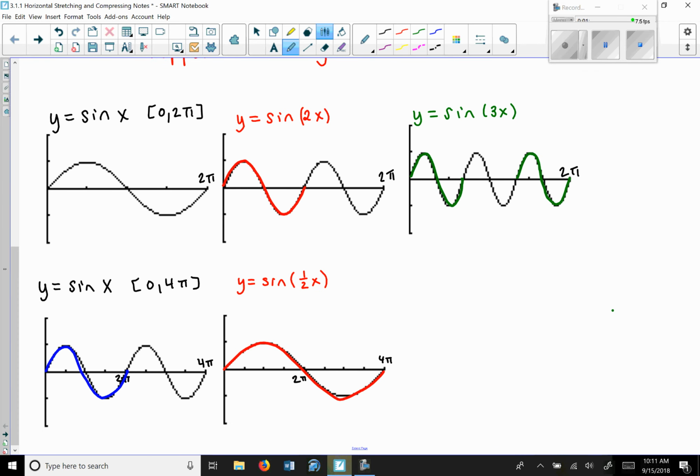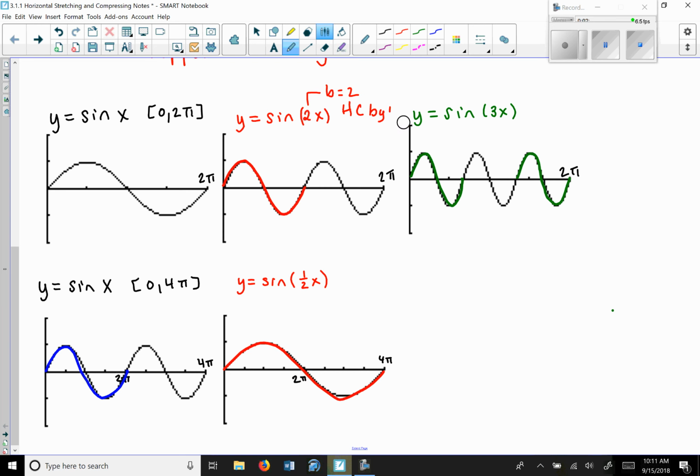Let's go back to some things that we learned last year to help us think about this. We have y equals the sine of x, and this is graphed from 0 to 2 pi, so that's our first wave of our parent graph. What happens if I have y equals the sine of 2x? That means my b value is equal to 2, and so this is going to be a horizontal compression by 1/2.